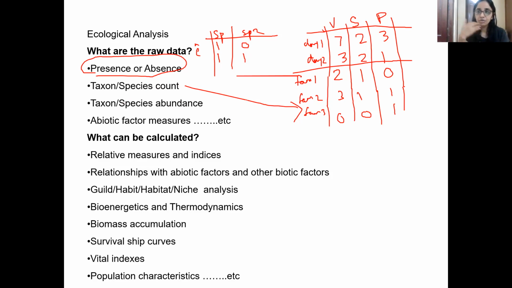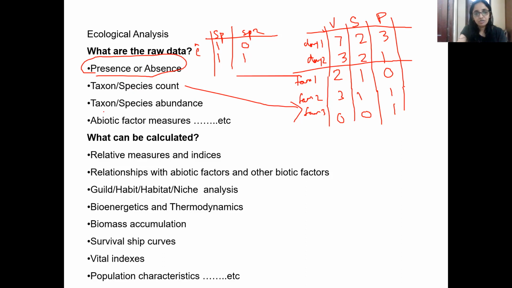Sometimes when you go and look at different organisms, they may look like different organisms, but you are not sure whether it is a distinct species. But physically they look different. So then we call them morph, M-O-R-P-H. Okay. So this is the second level of raw data which you could use for ecological analysis.